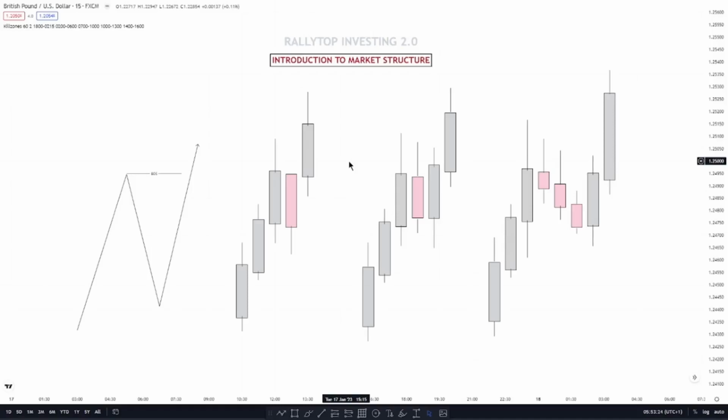Okay, so now, as you know, price does not move in a straight line. It moves in a zigzag pattern. While it's moving in that zigzag pattern, it's creating impulses and corrections. Price moves in impulse and corrections.